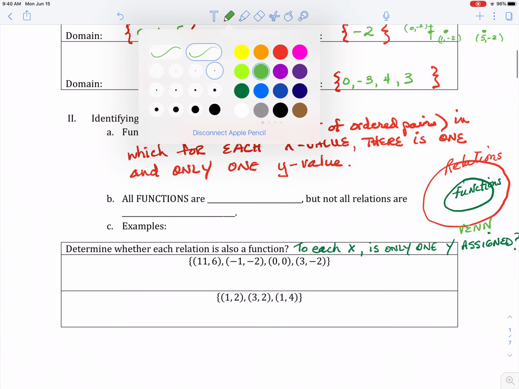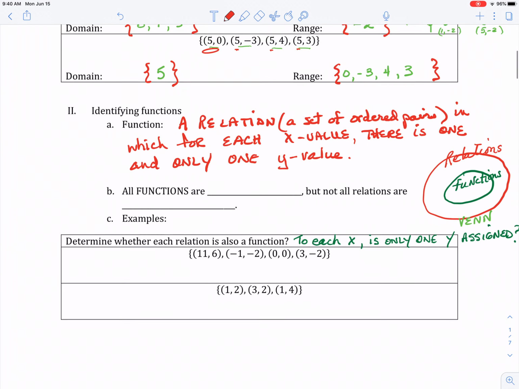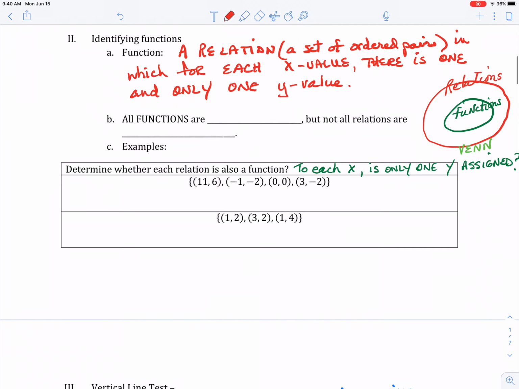Let me scroll back up and look at that last one we were talking about. So the reason this one is not a function is that for this x value 5, there are multiple y values assigned. So that would not fit the definition. It would be a relation, but it would not be a function. All right, so going further, all functions are relations. You can see that in the Venn diagram, but not all relations are functions.